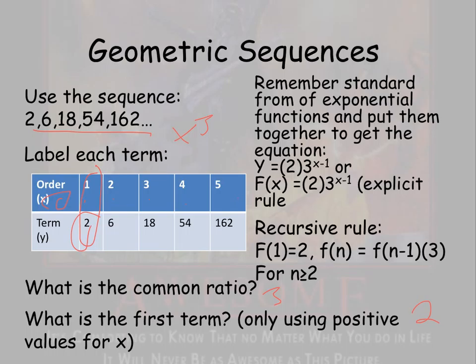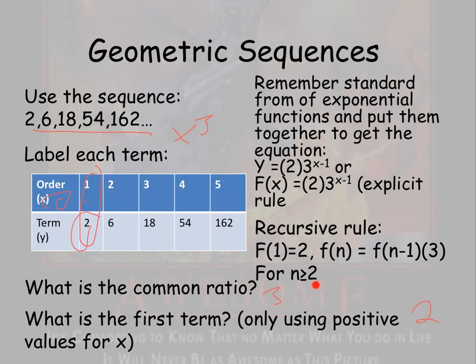Now if we were to write that as a recursive rule, remember we need to know something about the first term, so f sub 1 is equal to 2, and we get that from here. And we know that each term in general is 3 times the term before it. And this n minus 1 business, what that means is if n is the term we're talking about, n minus 1 is the term before it. So what this tells you is you take every term, multiply the term before it by 3, and your first term is 2.